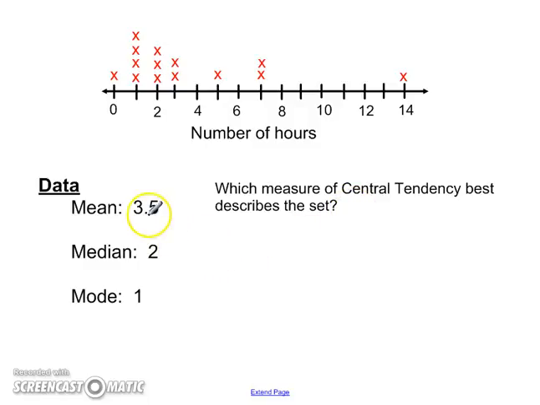Now, 3.5 would fall right about here. Right there in the middle would be about 3.5. 2 obviously falls right here, and 1 falls right here. So I need to pick the number that best describes the set. And in my mind, when I do that, I try to find the number that to me falls closest to the middle of the chunk of material.